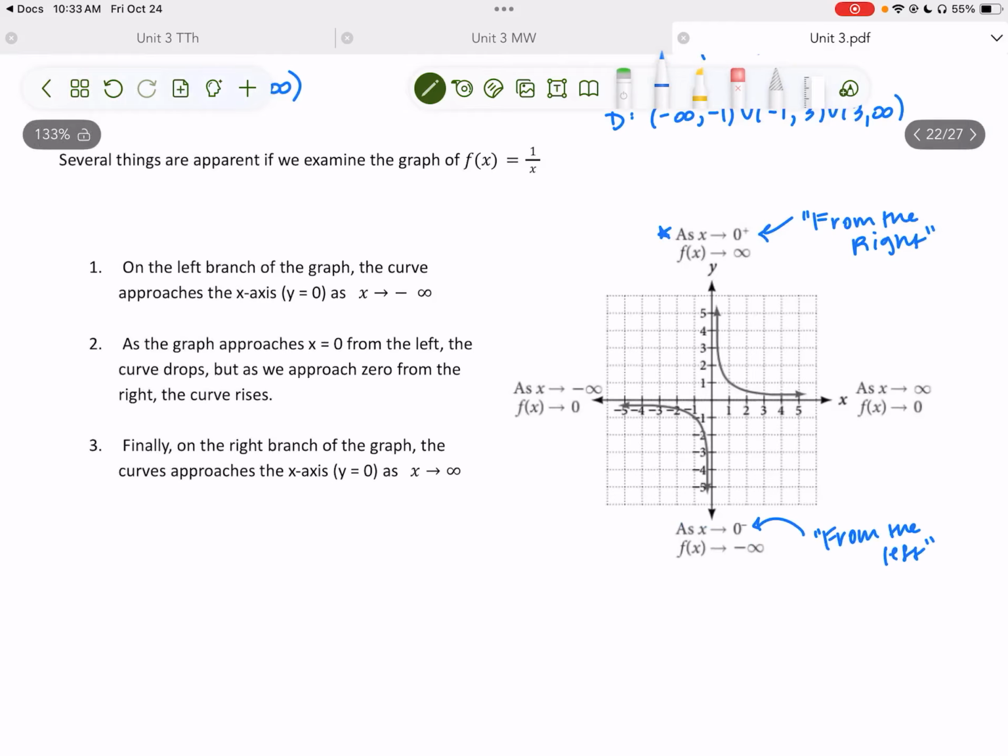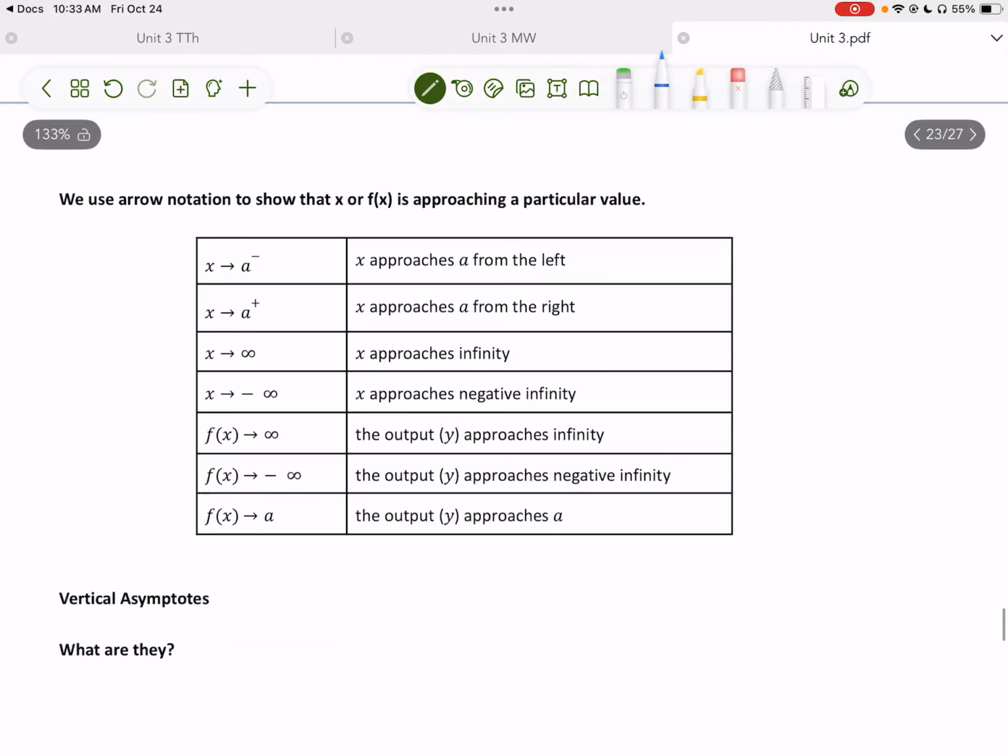Everything else should look pretty familiar because you've done that before, like you've seen it in chapter 3. Here is the table that shows some of that notation. Again, the only two things that are going to be new are the directional end behavior for minus and plus.